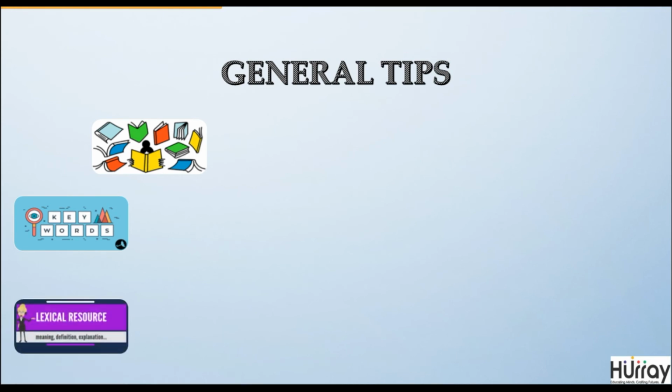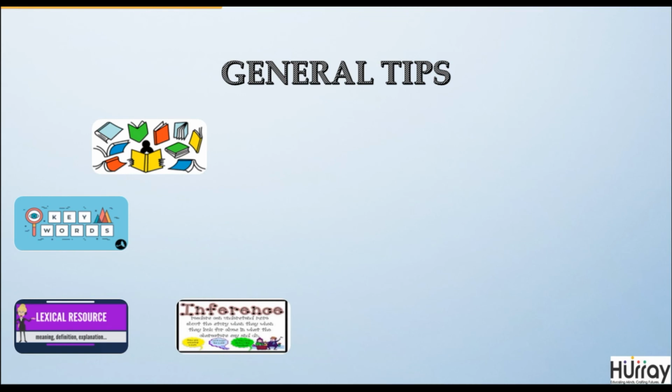Let's take a look at some of the general tips which would help you in answering this question type. You need to read a lot, be a voracious reader. Learn the skill of identifying keywords. Build up your lexical resource. Be strong in your vocabulary. Learn new words and their meanings and usages every day, which would definitely help. Learn to infer the meaning from a paragraph. You need to question the text.